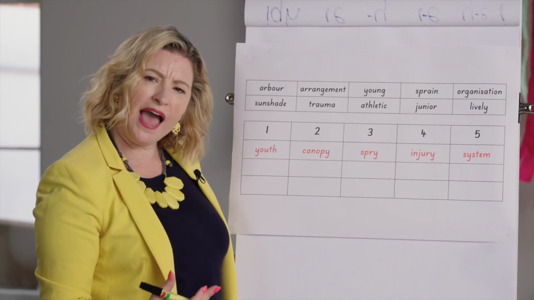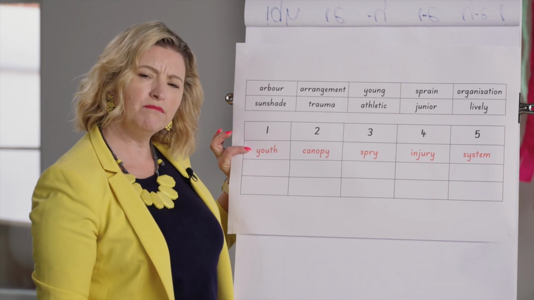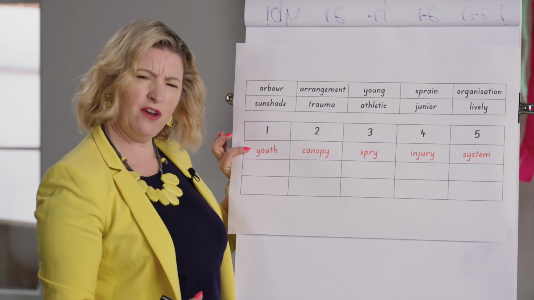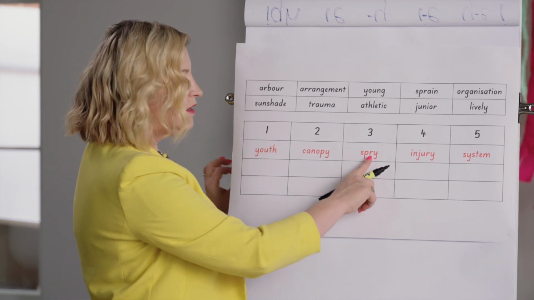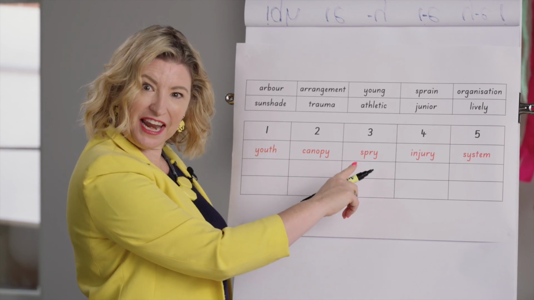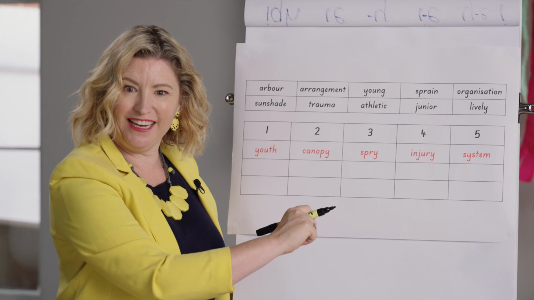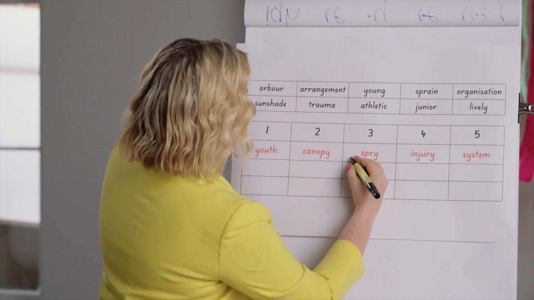Athletic. If you are athletic, does it mean that you are a youth? Might. Does it mean you're a canopy? No, you're not a shade if you're athletic, are you? Spry. Ooh, what does spry mean? It means lively or athletic. Ooh, or athletic. There it is. So athletic is another word for spry. So I'm going to write that one in there.